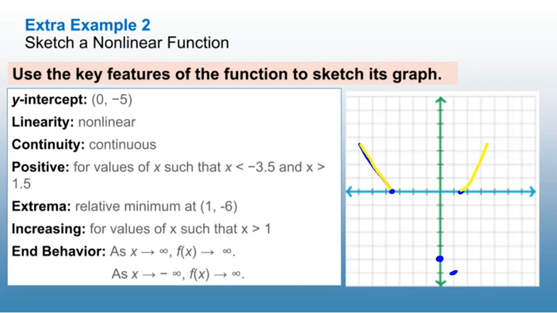Then the end behavior: as x approaches positive infinity, f of x approaches positive infinity, and as x approaches negative infinity, f of x approaches positive infinity. So to draw this one, I would just come down here, it's here, and then it pops back up, and then I would just probably go up this way. And that would be a rough sketch of what that graph would look like.